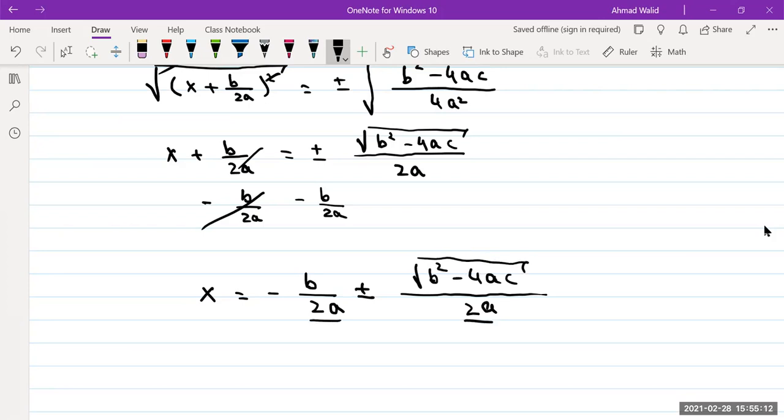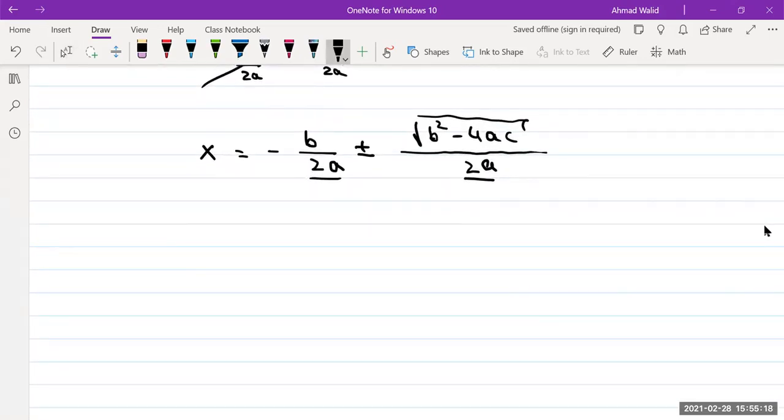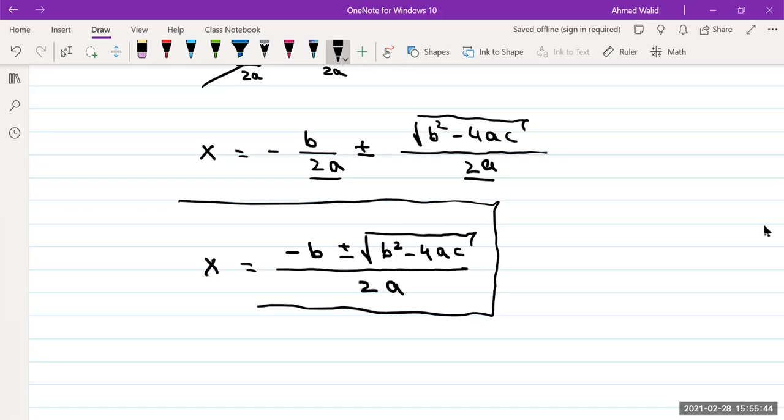You see, the denominators are the same, and you can write it as one single fraction, correct? Then you can write x equals one big fraction, negative b plus minus the square root of b squared minus 4ac over 2a. This last step, we call this proof or this step the quadratic formula.